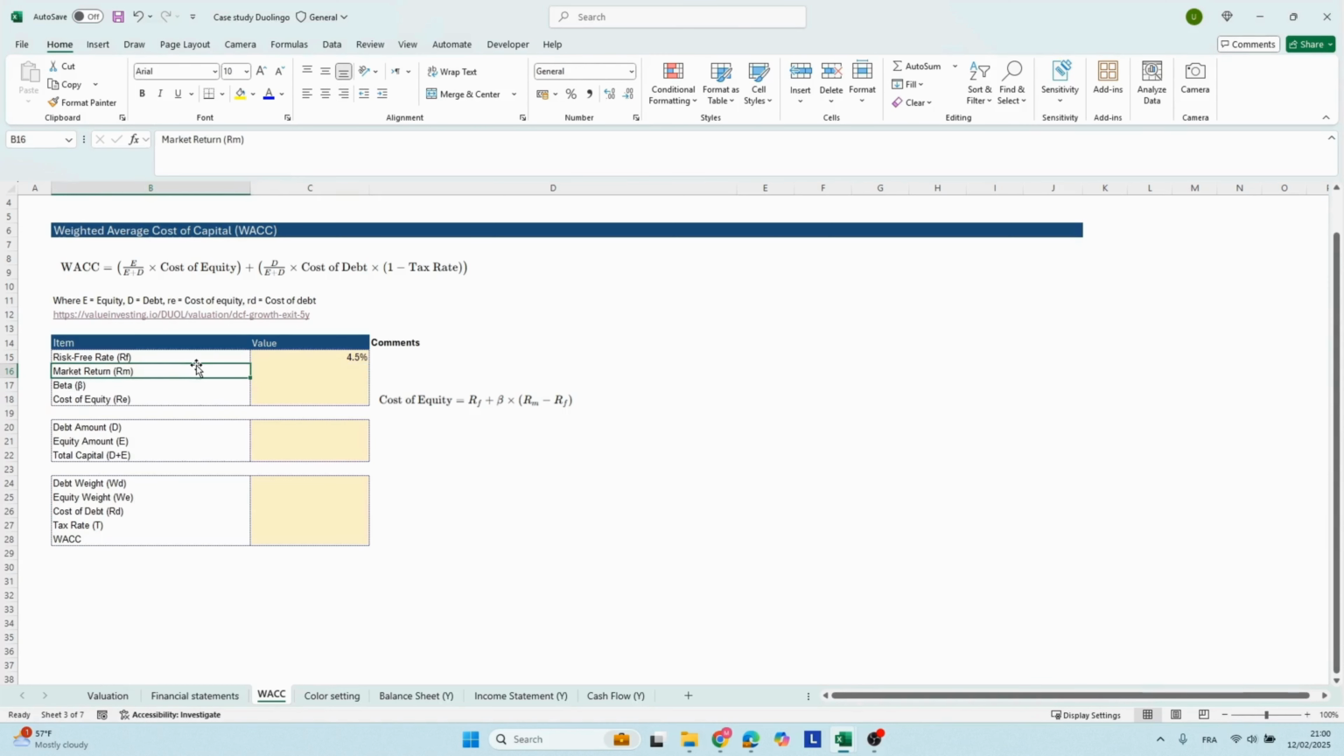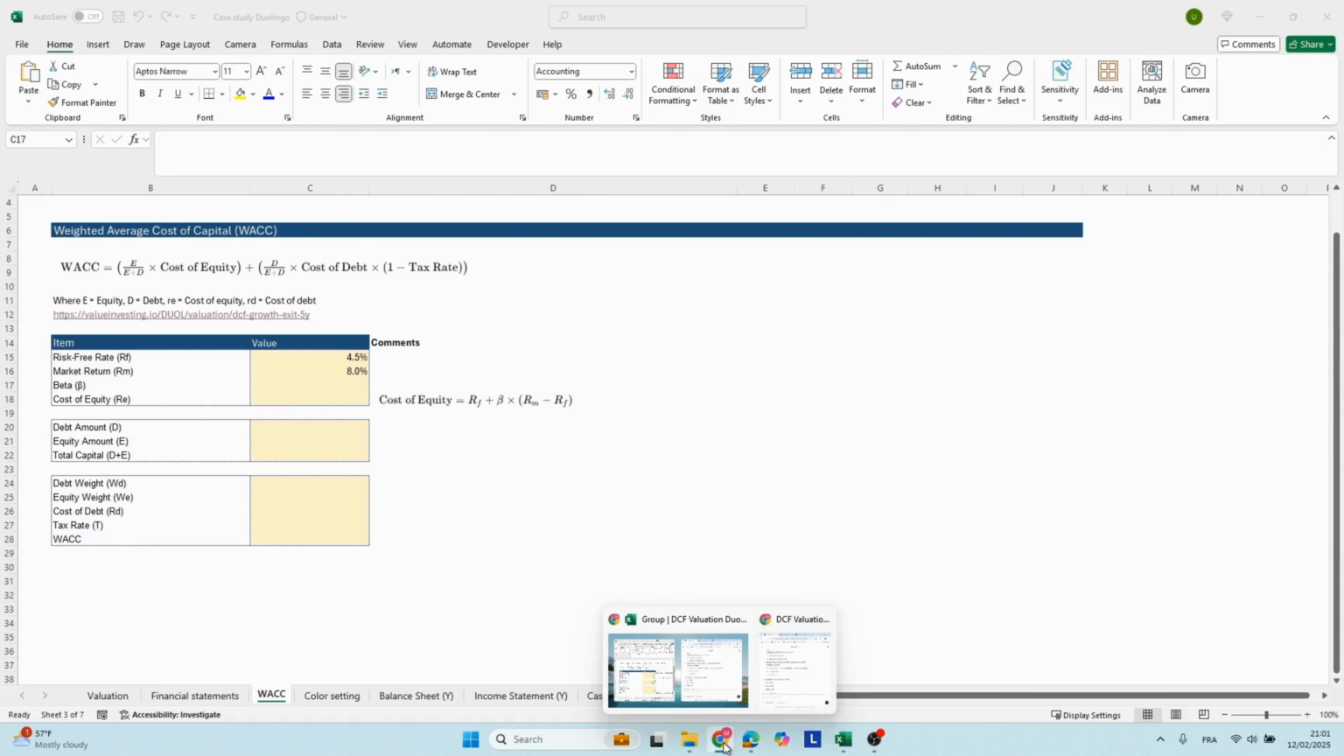Now we need the market return rate. This is the expected return of the overall stock market, for example the S&P 500. We got 8%. Now we need beta. This measures stock volatility compared to the market.